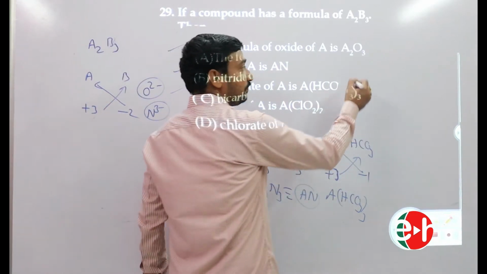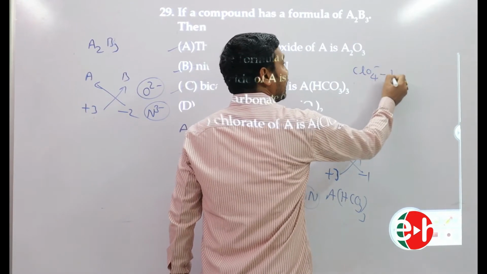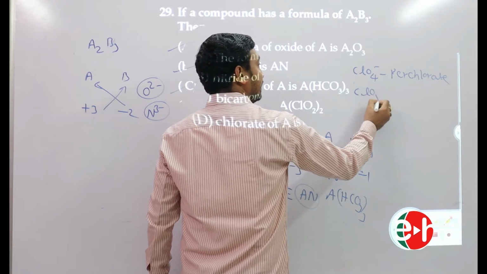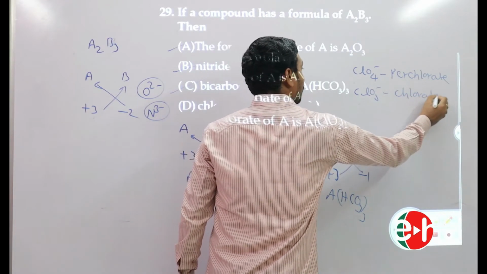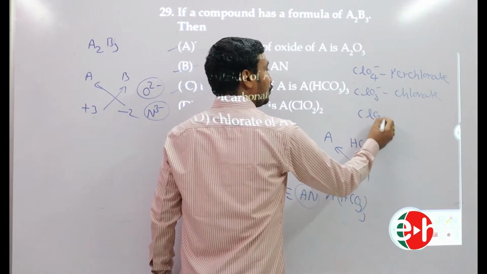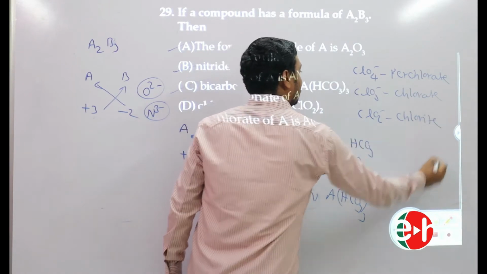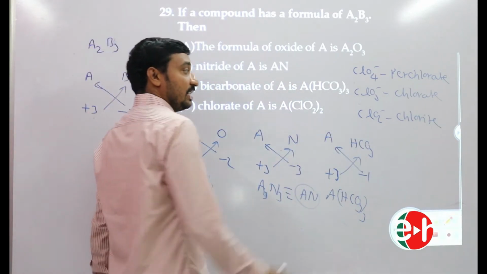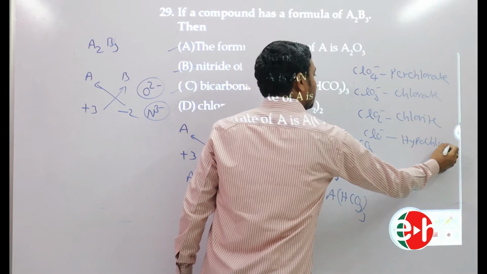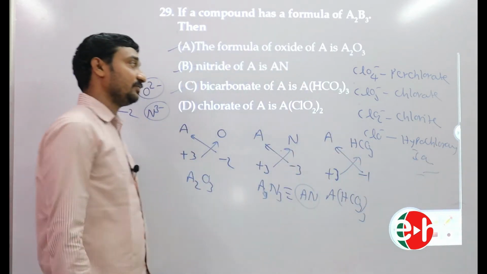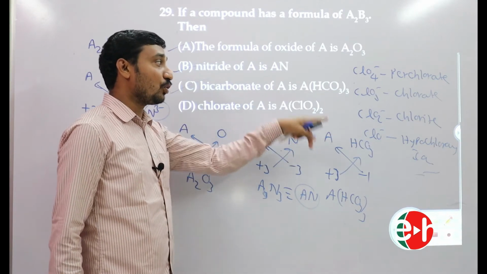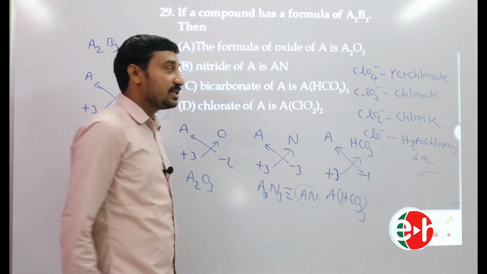Chlorate, see here. ClO4- is perchlorate. ClO3- is chlorate ion. ClO2- is chlorite ion. ClO- is hypochlorite ion. These are four different ions of the same category: perchlorate ClO4-, chlorate ClO3-, chlorite ClO2-, hypochlorite ClO-.